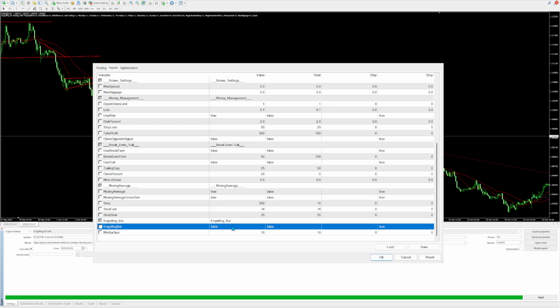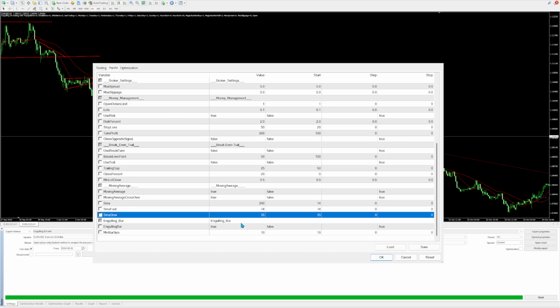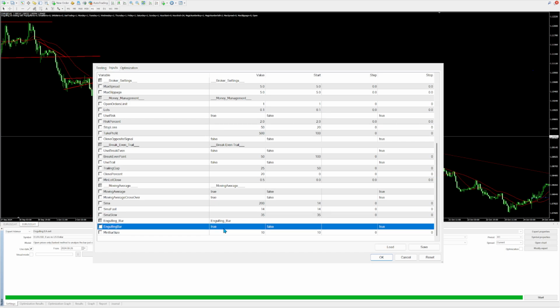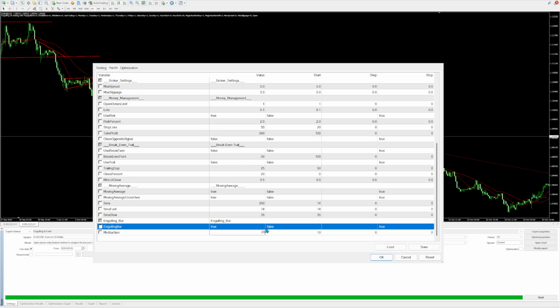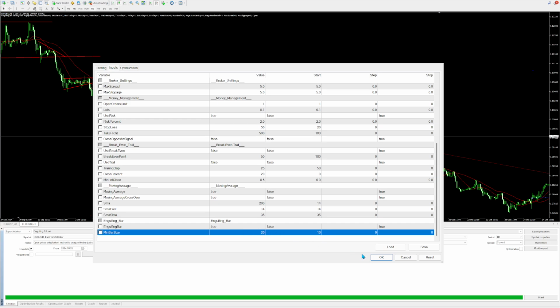Okay, and then this is the engulfing bar. If you set this to true, there has to be an engulfing bar candlestick pattern for the entry, and you've got the minimum bar size, which is again in pips. So if it's set to 10, the engulfing bar would have to be at least 10 pips. You can have it 20 pips, just depends on your preferences.